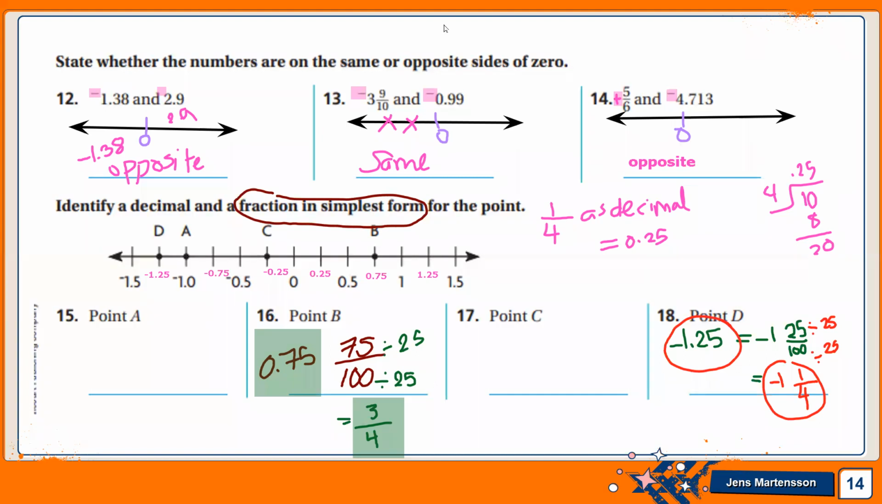Teacher, I'm sorry, negative 1 and 1 over 4 is equal to negative 5 over 4. Yes, but here I want you to write it in the simplest form. The simplest form must be like this. If you write it as negative 5 over 4, this will not be the simplest form. Okay.